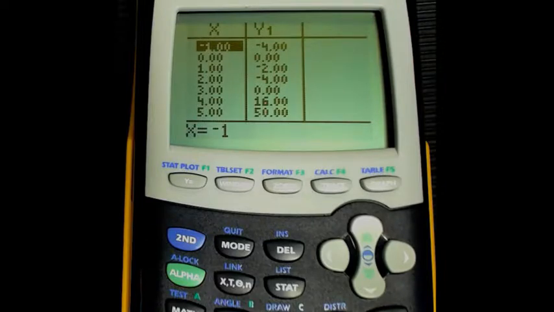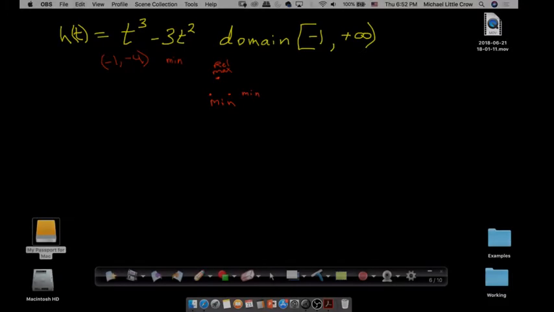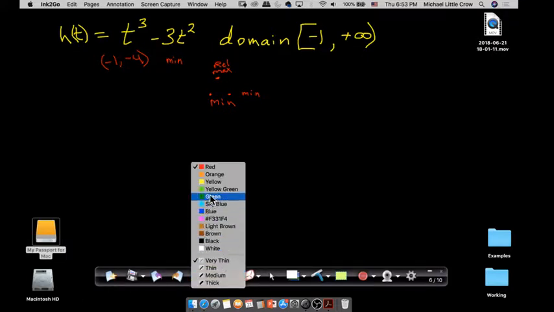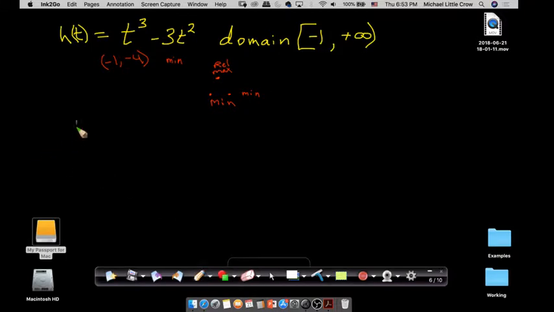So what we're going to do now, I'm going to bring everything back over here, and then we're going to switch back to here. Okay, so we've got a few things here. So we've got a minimum here. Let's go ahead and take the derivative to find those relatives, the relative mins and maxes. So the derivative of h of t is what? 3t squared minus 6t. Okay, so we're going to set this equal to 0.